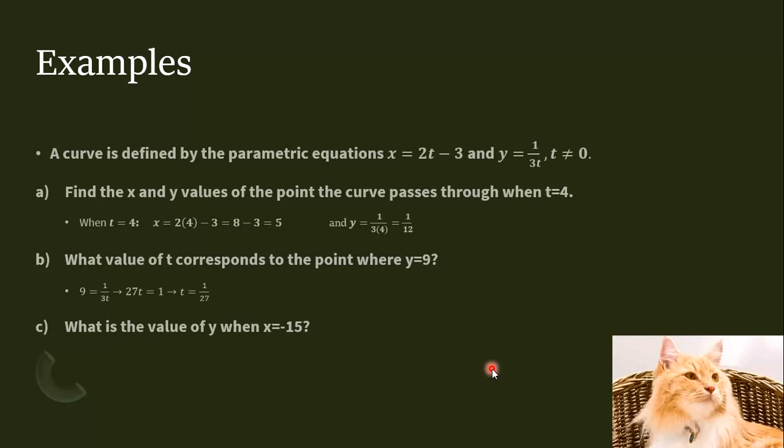What is the value of y when x equals minus 15? So minus 15 is going to be equal to 2t minus 3. So if you add 3 to both sides, you get minus 12 equals 2t. Then divide by 2 and you get minus 6 equals t. Sub that into the y equation, you get y equals 1 over 3 lots of minus 6, which is equal to 1 over minus 18.